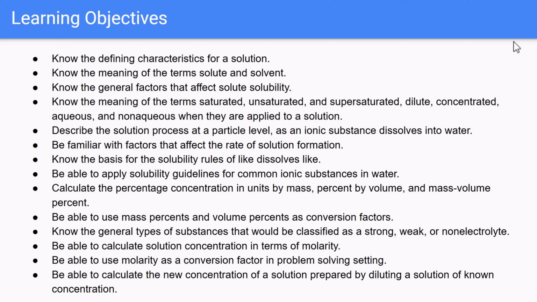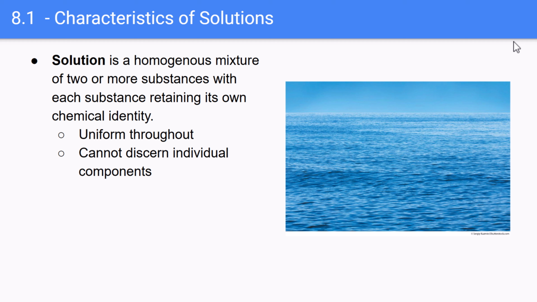You should be able to utilize the solubility rules, calculate percent concentration by units mass volume and mass volume percent. Use those as conversion factors, determine types of substances that would be a strong, weak, or non-electrolyte, and use molarity as a conversion factor, and calculate new concentrations by using a dilution. So we got a lot of things we're going to take a look at today, but I'm really excited to get going, so let's just dive on in.